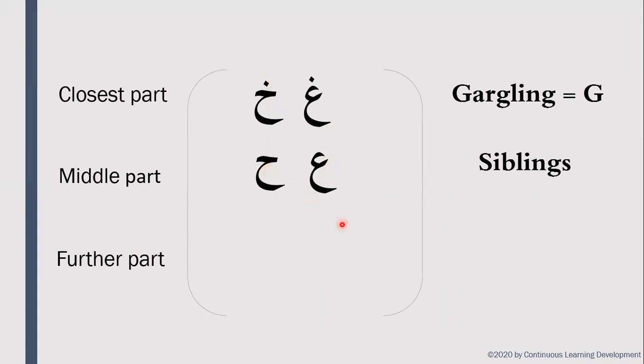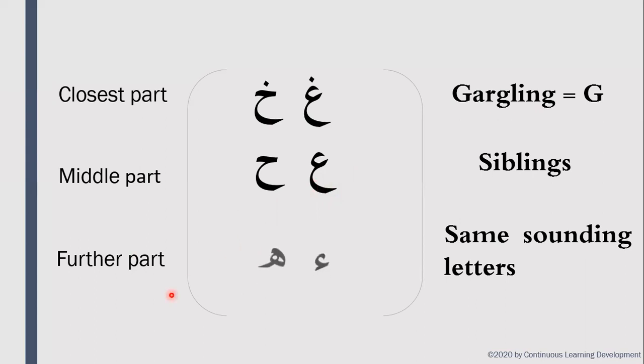That leaves us with the last 2 letters from the furthest part of the throat that we need to think of. Now, what are the letters that sound the same as ain and ha? We need to see in the Arabic alphabet what are the 2 letters that sound exactly the same as ain and ha. And we come up with the following 2 letters, which are our final 2 letters. They are hamza and ha.